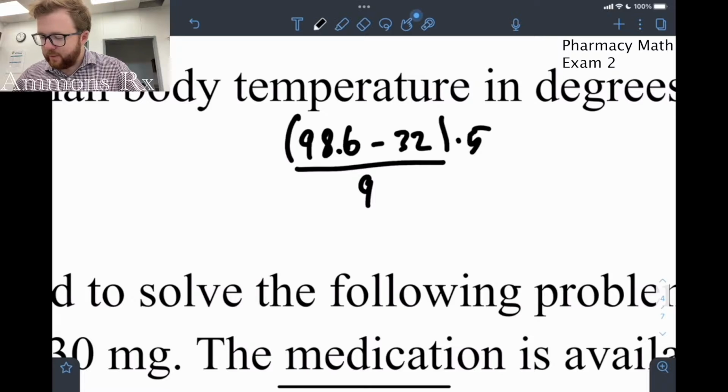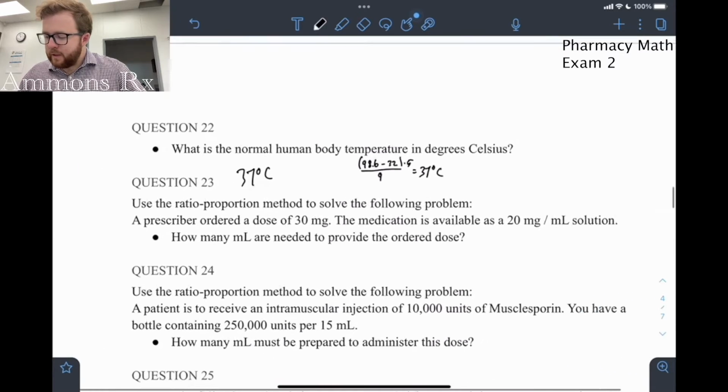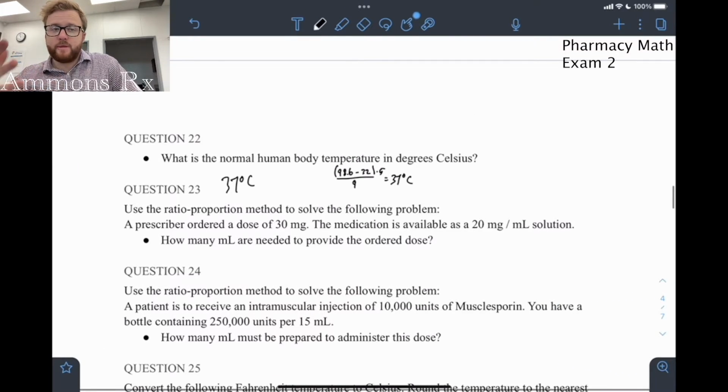That's going to be 37. Okay. So just remember that memorizing those temperatures is going to help you put those conversions together. Because say for example, one that I memorize quite easily is the freezing of water. It's 0 for Celsius, and 32 for Fahrenheit.